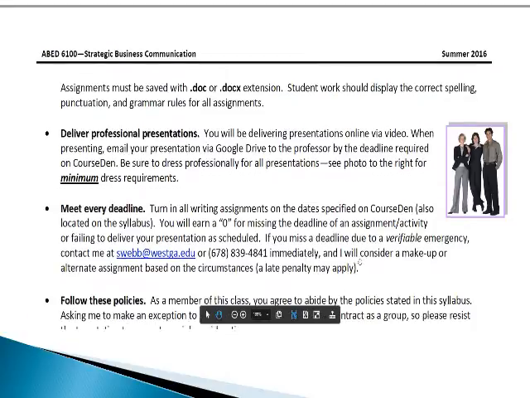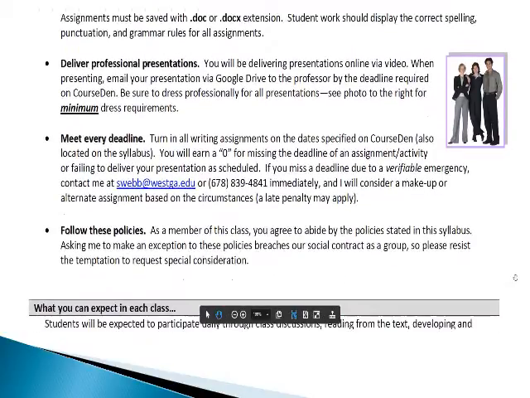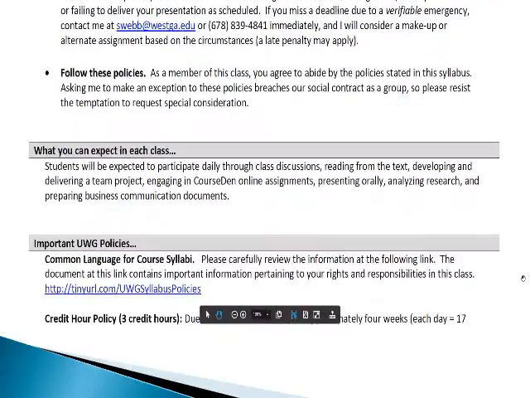So if you follow these different policies, you should do an excellent job in this course and receive a high grade for what you'll be earning. As I mentioned, in this class, you can expect a variety of different assignments. Typically, they will be related to the textbook readings and directly applied to your business plan proposal and presentation.